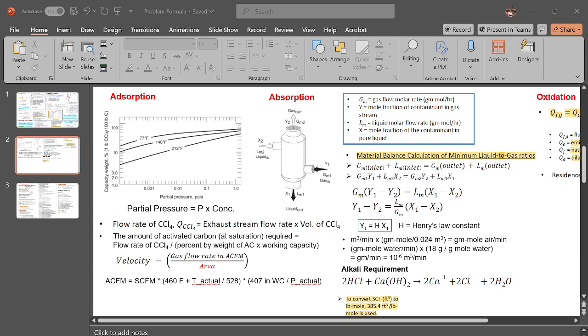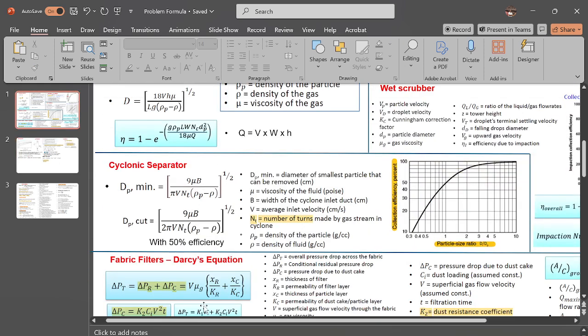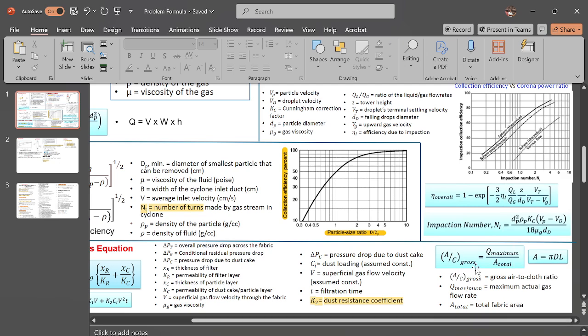So Q is given. So from the filter bags formula sheet, the fabric filters. So area to cloth ratio is not given, but Q is given. Okay, area to cloth ratio is missing, but V is given. What can we do with V? Q is 800 meter cube per minute. Okay. Each bag is 23 centimeter wide, 3 meter length.